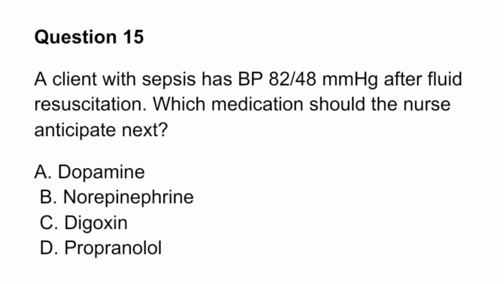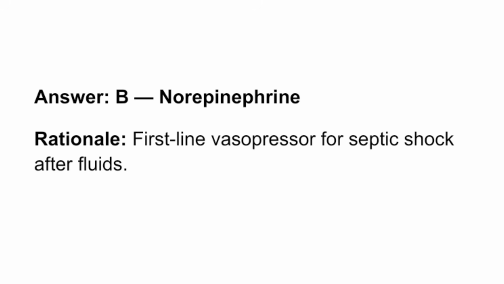A client with sepsis has BP 82/48 mmHg after fluid resuscitation. Which medication should the nurse anticipate? A. Dopamine. B. Norepinephrine. C. Digoxin. D. Propranolol. The answer is B. Norepinephrine. First-line vasopressor for septic shock after fluids.